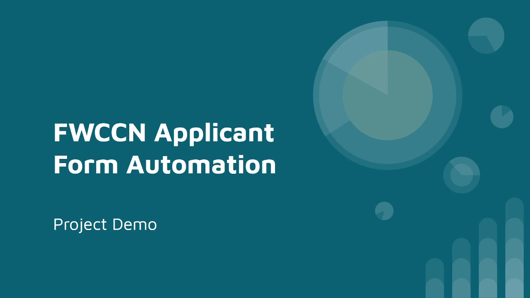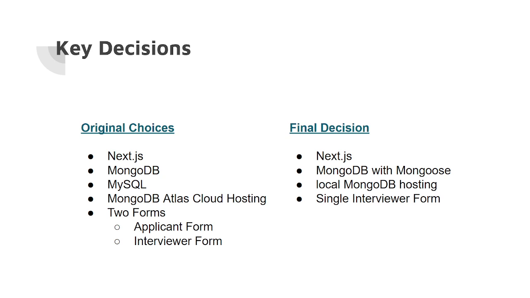We'll talk about our key decisions, our key milestones that we've completed so far, and what's up next. So for key decisions, we've decided to use Next.js as our framework for displaying the form. For our data layer, we'll use MongoDB with Mongoose, and we'll store it locally on a MongoDB database. The form will be a single form used by the interviewer to enter applicant information.